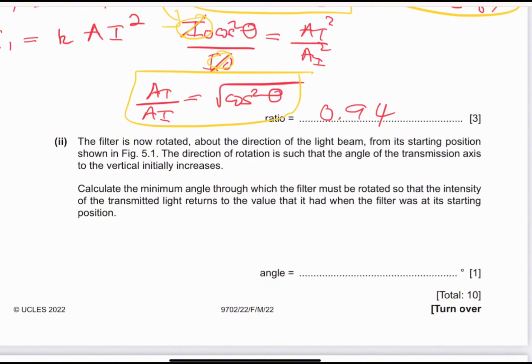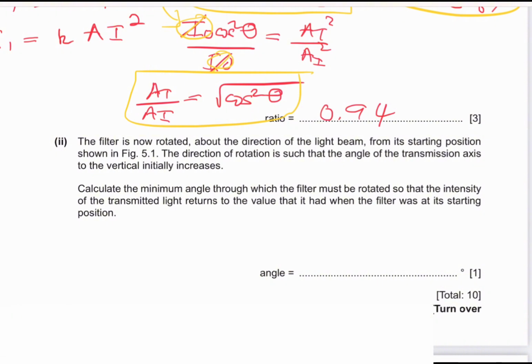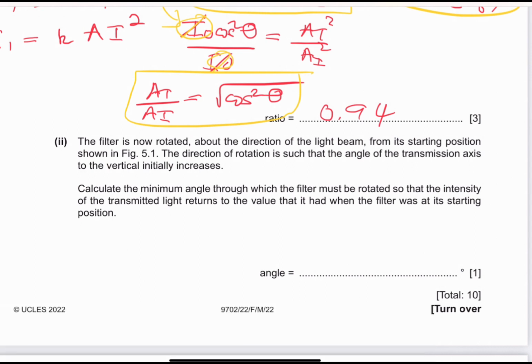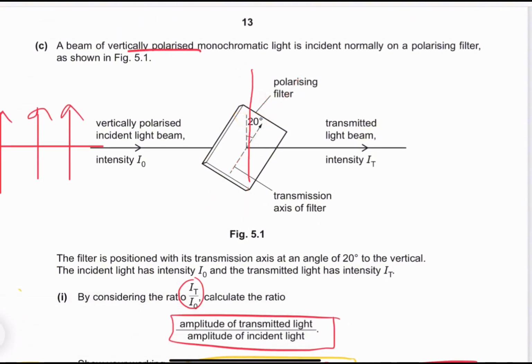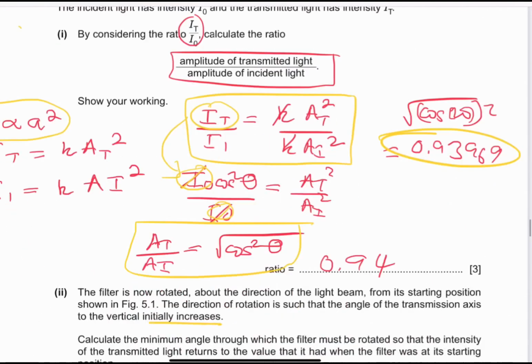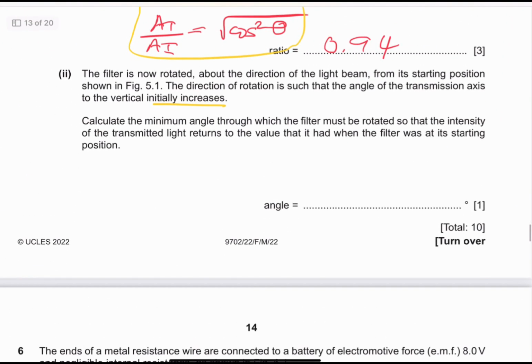Then the filter is now rotated about the direction of the light beam from its starting position shown. The direction of rotation is such that the angle of the transmission axis to the vertical increases. So it's being rotated like this. This was our angle theta, and it's now rotated in this direction so that theta is increased. We've been asked to calculate the minimum angle through which it must be rotated so that the intensity returns to the value that it had before.